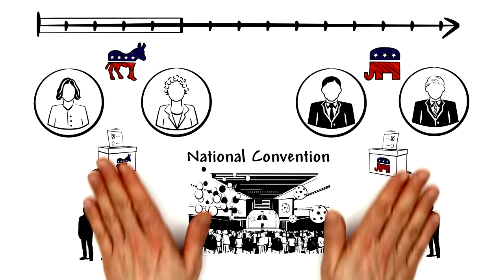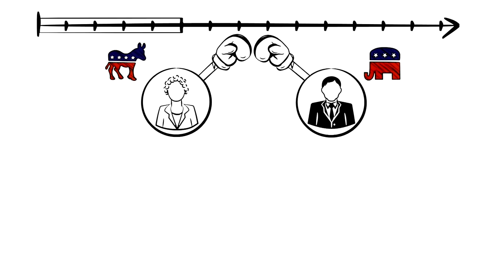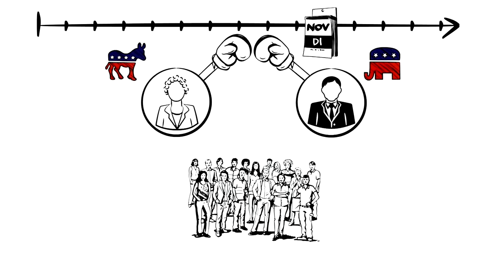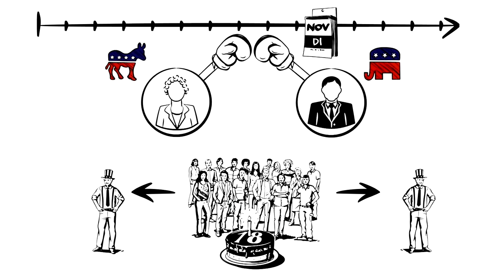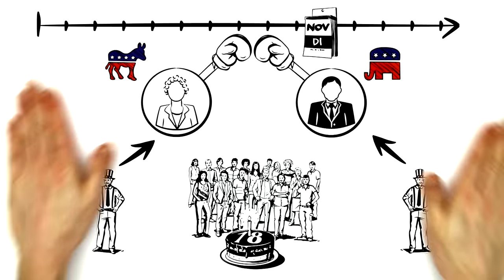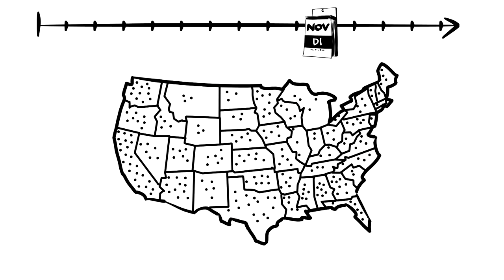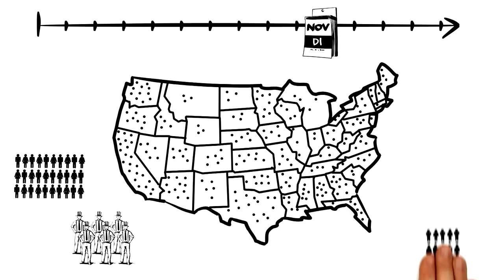Once the two parties have officially chosen who is going head-to-head in the presidential race, the actual general election is held on the Tuesday after the first Monday in November. Registered voters over 18 get to vote for their president on that day. However, similar to the primaries, the president is not elected directly here either. The vote tally for each candidate determines how many electors are awarded to that candidate. These electors will then elect the candidate. Each state has a different number of electors depending on how many people live in that state.